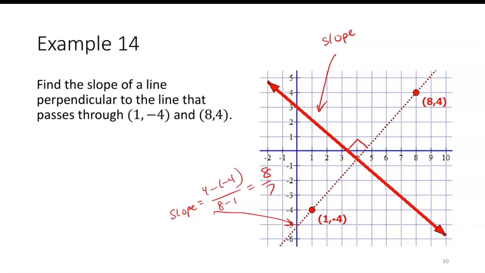So that means the other line, the line we're actually asking about, is going to have the negative reciprocal slope. So that's going to be negative 7 over 8. And that would answer the question.